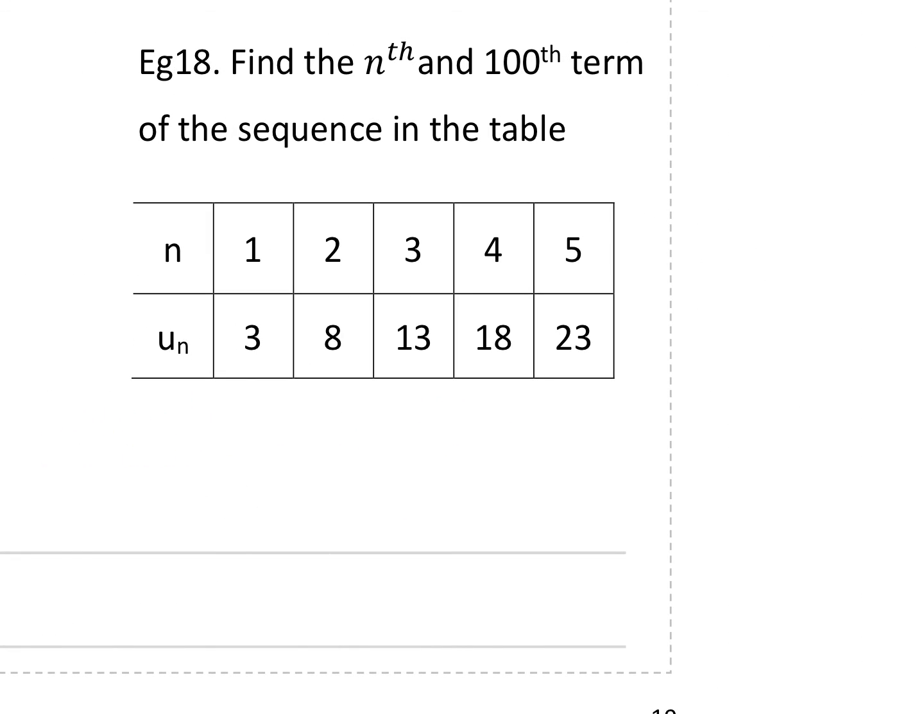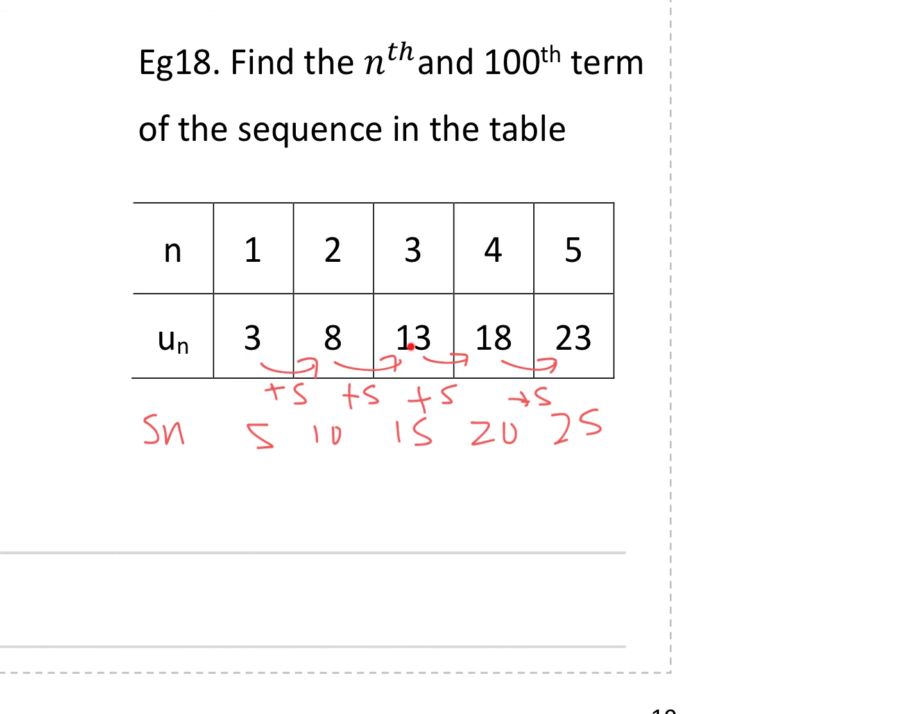Finally, example 18. We can see the sequence goes 3 to 8 to 13 to 18 to 23. It's going up by 5 each time. Now we know that the 5 times tables goes up in 5s. So you go back to primary school and think about what you know goes up in 5s. The 5 times tables. So the 5 times tables is getting the n and multiplying by 5. 2 times 5, 3 times 5, 4 times 5, 5 times 5, n times 5, 5n. So we write the 5 times tables as 5n.